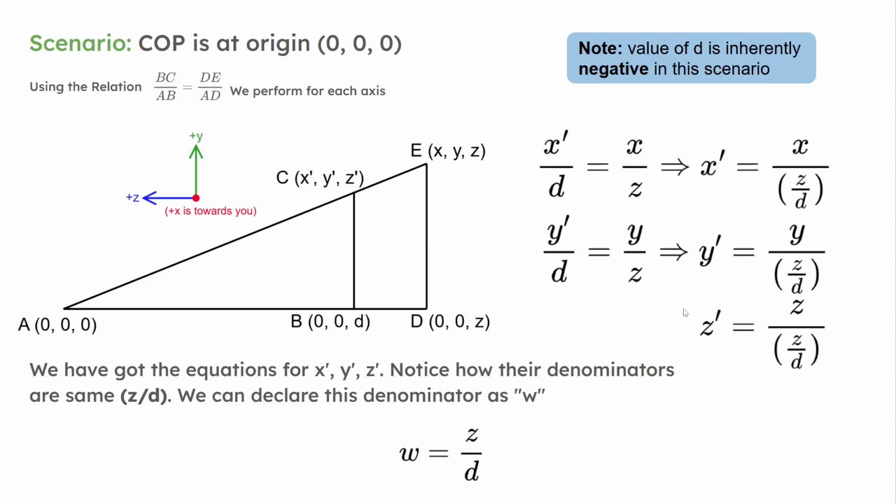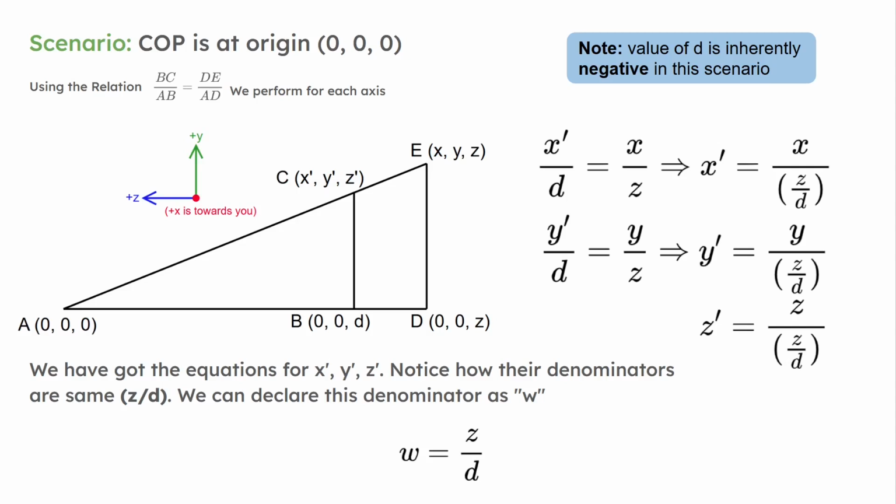So for this case, we will take them into the left hand side and put everything else on the right hand side. So we will get these three equations. If you notice these equations carefully, you can see these three equations have their denominators as a common value. So they all have z by d as their denominators. We will indicate this z by d as w, right? So since they have a common denominator, we can substitute them with w. So the denominator is w now.